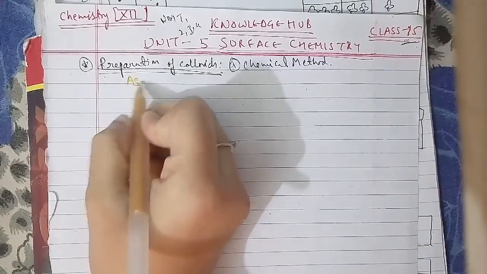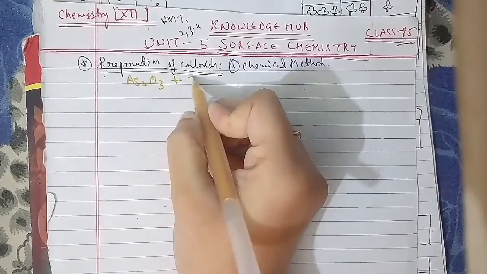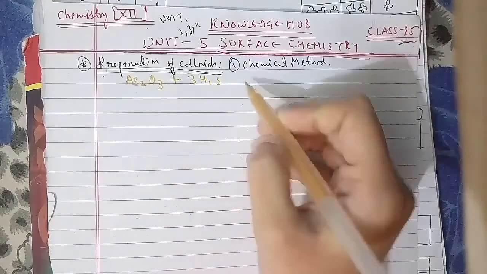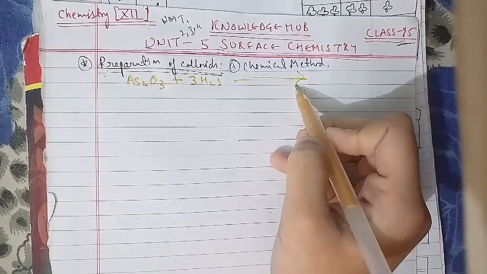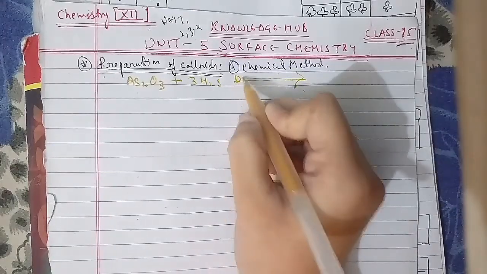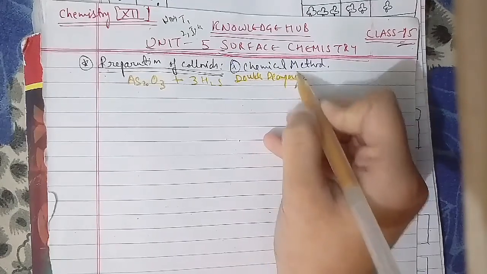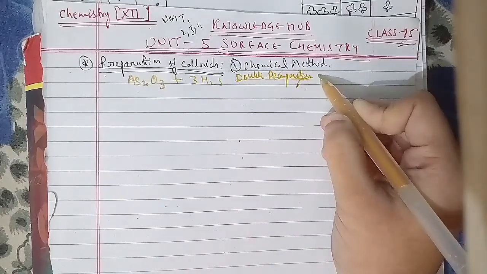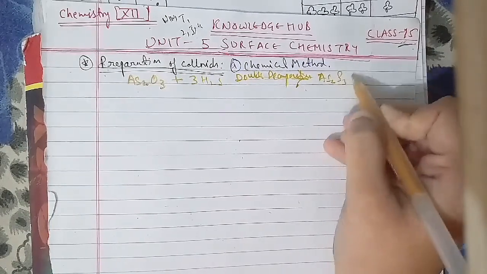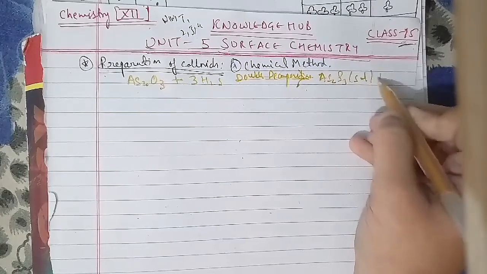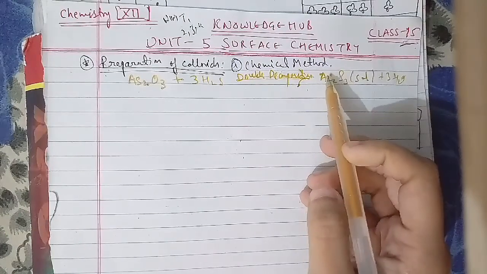As2O3 plus 3H2S, in the presence of double decomposition, will give As2S3 sol plus 3H2O. Here this is arsenic sulfide and this is arsenic oxide.